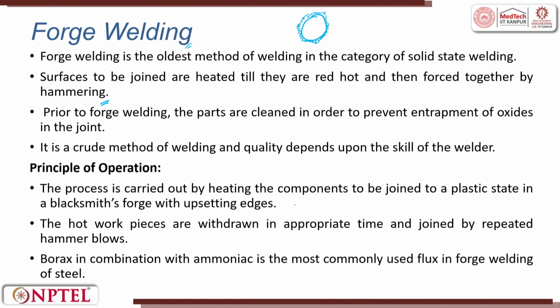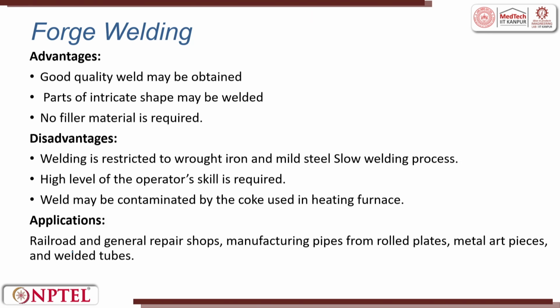The process is carried out by heating the component to be joined to a plastic state and a blacksmith forge with the upset edge. The hot workpieces are withdrawn in appropriate time and the joining is done repeatedly. Borax in combination with ammonium chloride is the most commonly used flux in forging process. Railroads, general repair shops, manufacturing pipes from rolled plates, metal art pieces and welded tubes are all part of forge welding process.